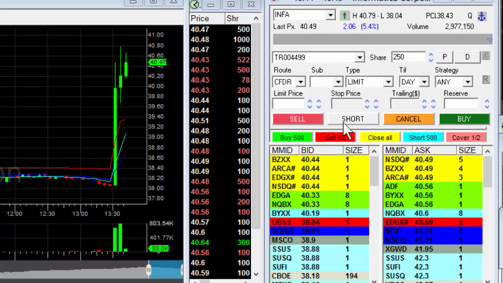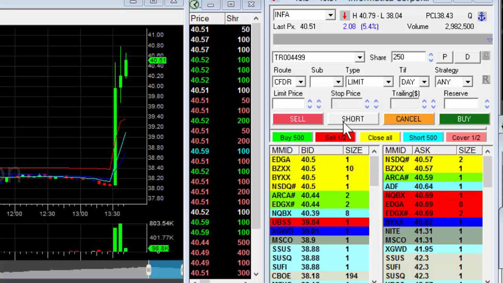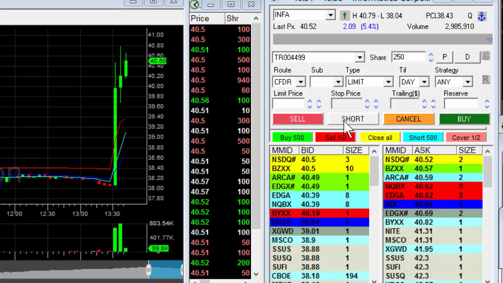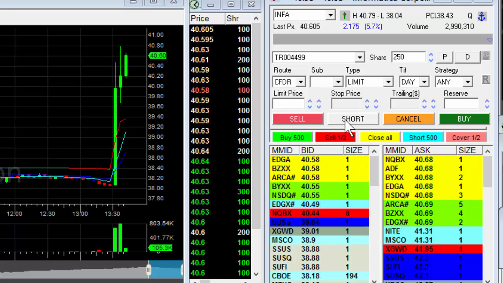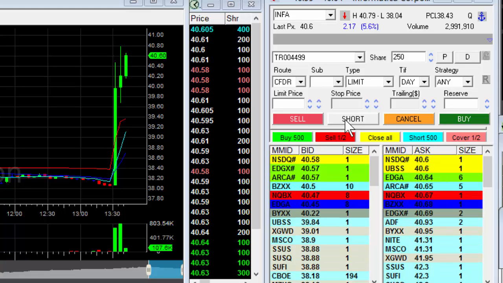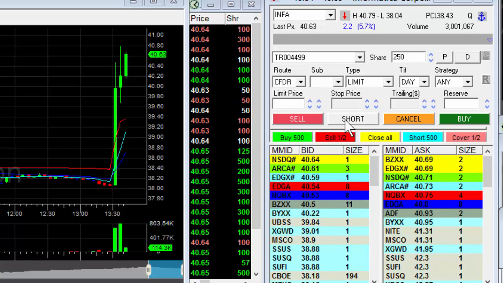Okay, it's after lunch now. I just got back from lunch and I just noticed this INFA has gone parabolic. And I'm going to start in with 250 shares. Now, like I said in my previous video, this strategy is not for newer traders because it is very risky and very volatile. And you can't go into this trade with a full position. You have to be prepared to scale into the position.